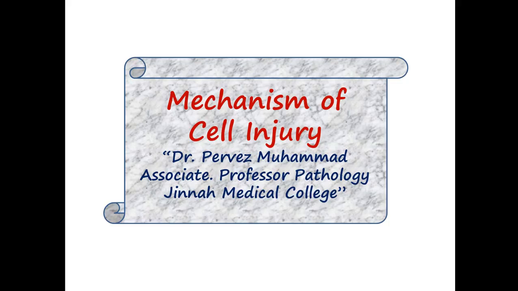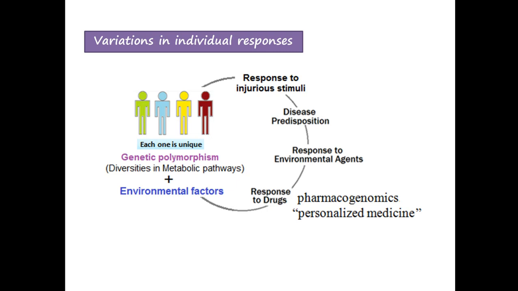In our previous lectures, we discussed the cellular adaptations, the responses of the cell to injurious stimuli. We discussed reversible and irreversible cell injury. We discussed various causes that cause cell injury, and we also discussed necrosis and various patterns of tissue necrosis. Today we are going to discuss briefly the mechanism of cell injury.